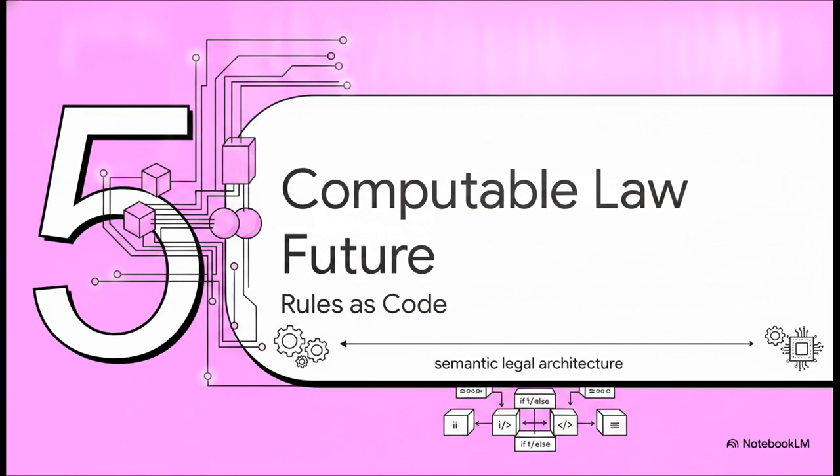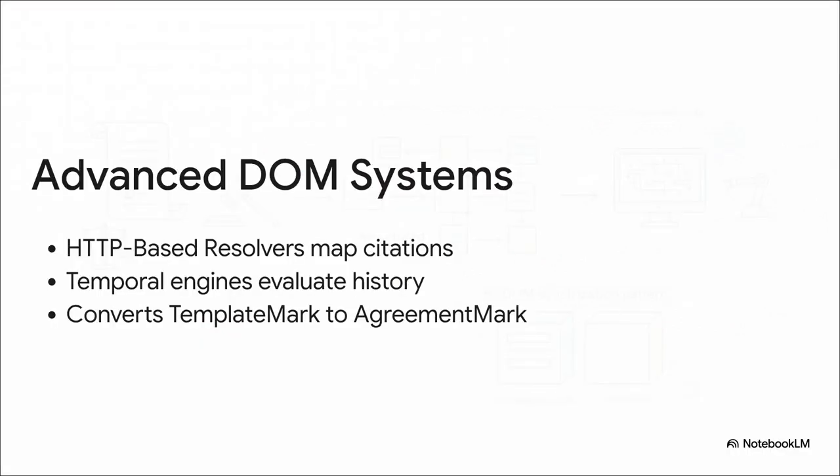Section 5. The Future of Computable Law. As we start to wrap up this explainer, let's zoom out and look at how this formalization enables the true rules-as-code movement. We're no longer just formatting documents. We're literally engineering semantic legal architectures. Because we've isolated the legal DOM so perfectly, we can start attaching some incredibly powerful downstream systems to it.